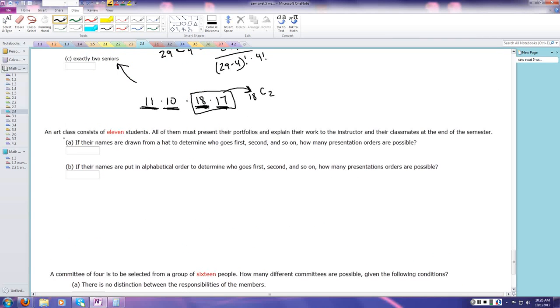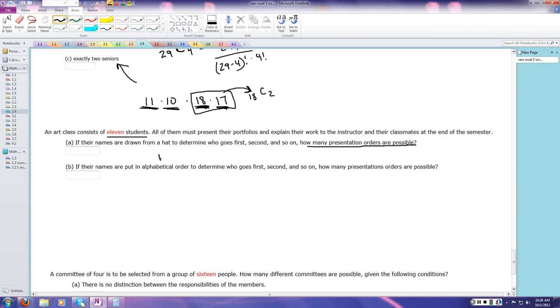In an art class consisting of 11 students, all of them must present their portfolios and explain their work to the instructor and their classmates at the end of the semester. If the names are drawn from a hat to determine who goes first, second, and so on, how many presentation orders are possible? So order matters, right? Because who goes first, who goes second. So this is a permutation.